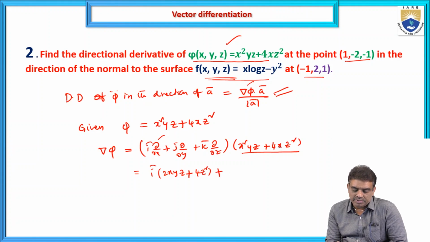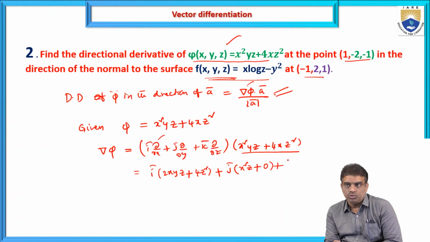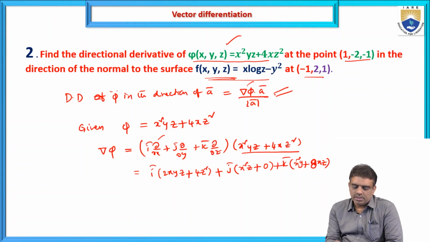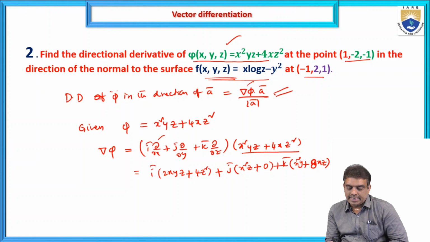I'm differentiating partially with respect to x. X will become 1, 4z square, plus j bar into dou by dou y of the entire thing. That is x square z plus 0. In this entire term there is no y term in the second part, that is 0 with respect to y partial derivative. Plus k bar into, the first term x square y plus, with respect to z, z square is 2z, 2 4s are 8xz.